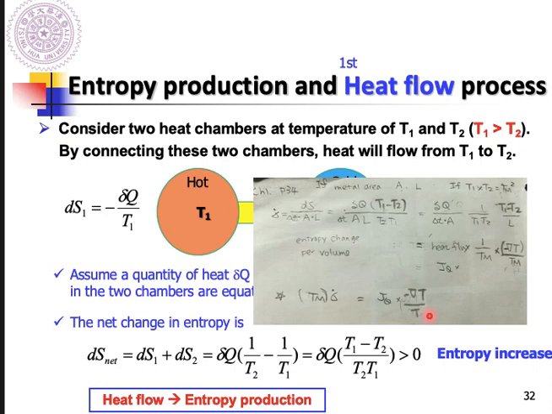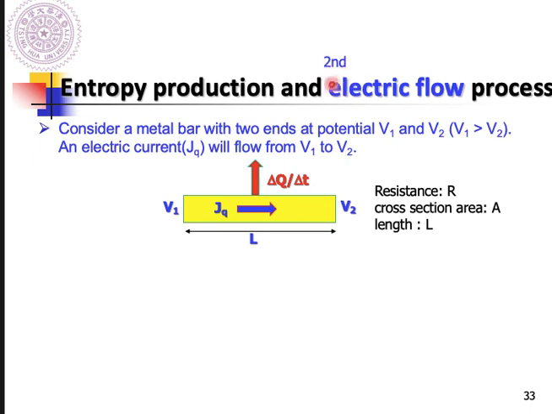Okay, so this is the first case, heat flow process, and we successfully demonstrate the universal equation works in heat flow process. So next, I'm going to show you the second example, the entropy production in electrical flow process. And the purpose here also, we want to demonstrate that the universal equation also works here, and also define what is the driving force in electrical flow process.